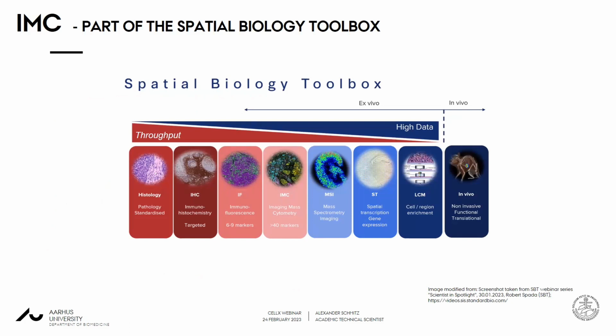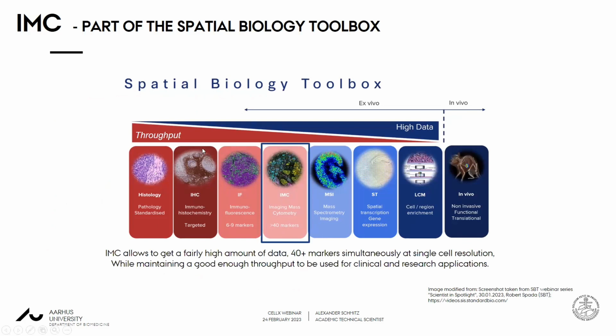providing a lot of these technologies from this toolbox, you could place IMC somewhere in the middle of technology that either have a high throughput like immunohistochemistry, or on the other end, producing a lot of high data like spatial transcriptomics. And the IMC is somewhere here in the middle, allowing a good throughput and 40 plus markers simultaneously that allows it to be used in clinical and research applications, also on a larger scale, actually.